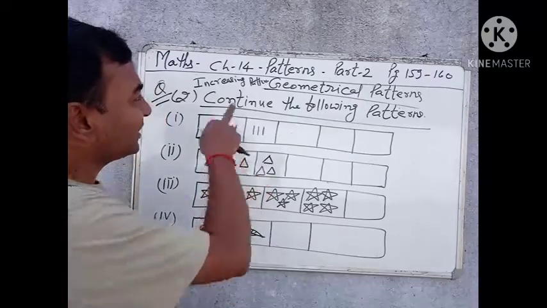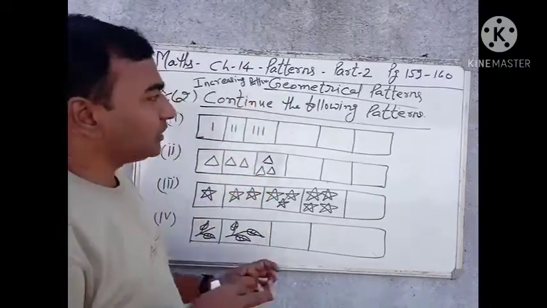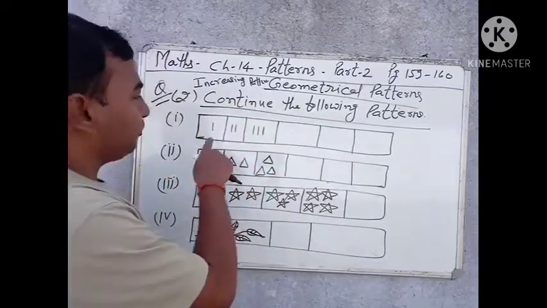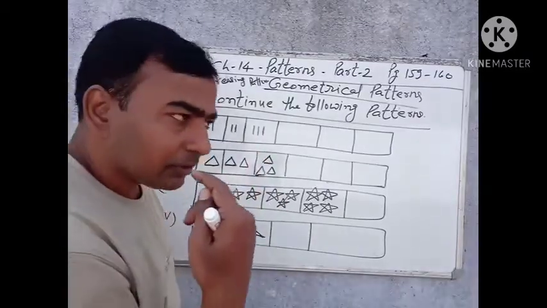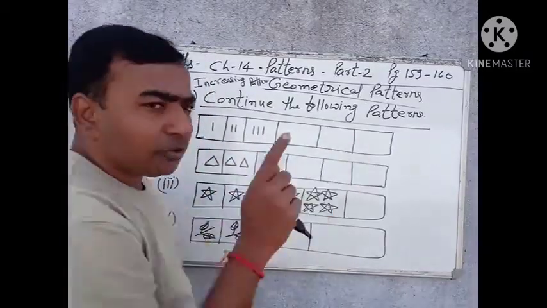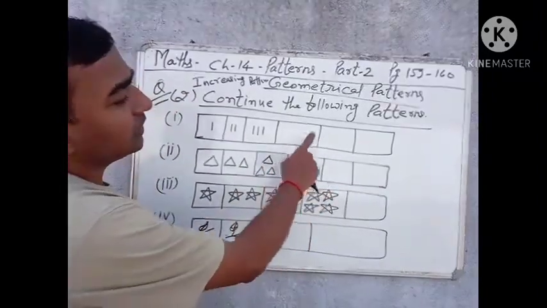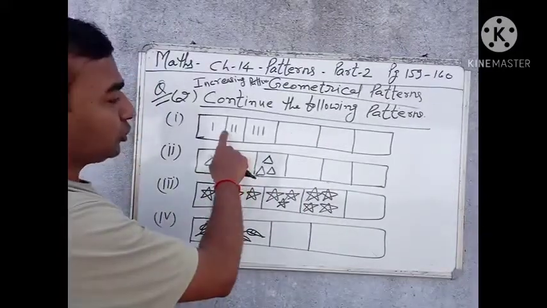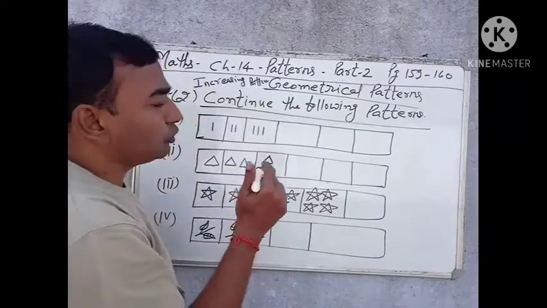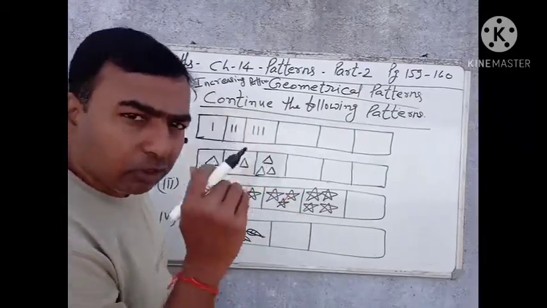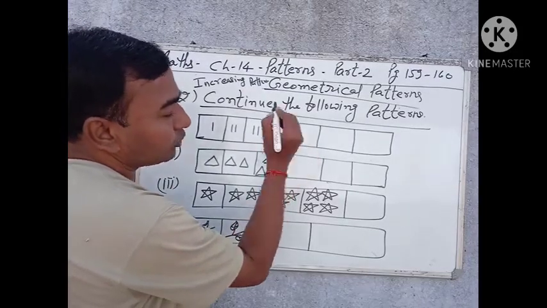So we are studying about increasing patterns of geometrical shapes. In the first box there is 1 line, in the second box 2 lines, in the third box 3 lines. The last 3 boxes are empty, and we will fill these boxes to follow the same pattern. In the fourth box, we will draw 4 small lines like this: 1, 2, 3, 4.